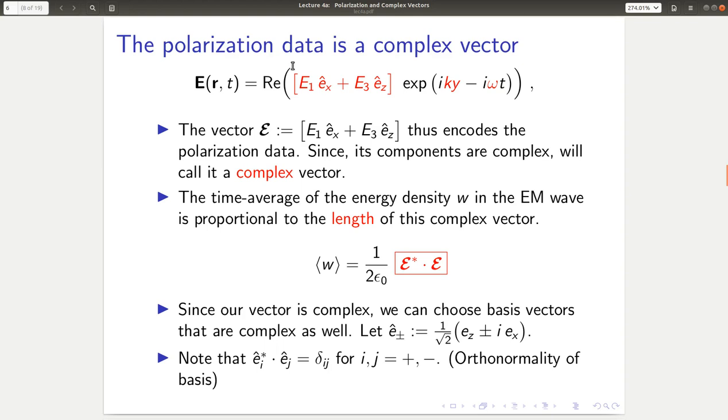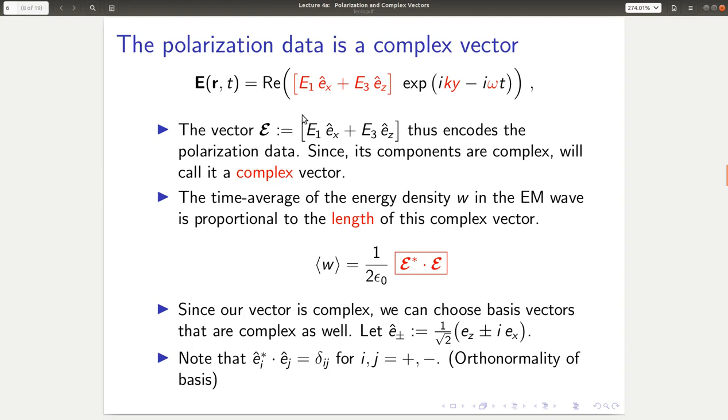So the key point, remember, is that the polarization data is a complex vector. So it's a two-dimensional vector because it's only along x and z, but its components are complex valued. Okay, and this just says that the ky means it's propagating in the y direction, and omega is the angular frequency. So this complex vector, this symbol is the calligraphic E. So the calligraphic E encodes the polarization data, and since its components are complex, we call it a complex vector.